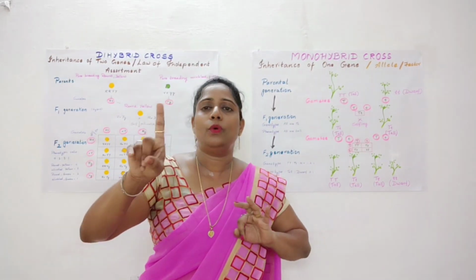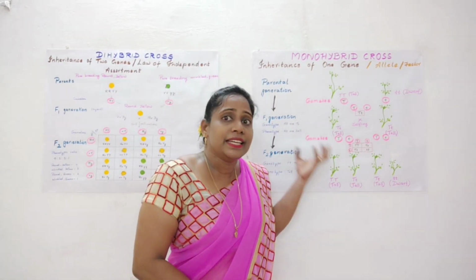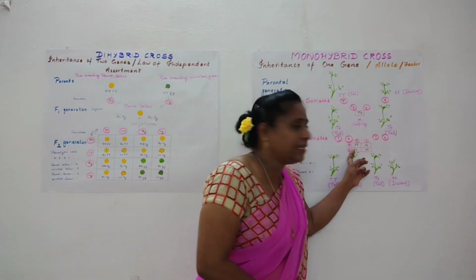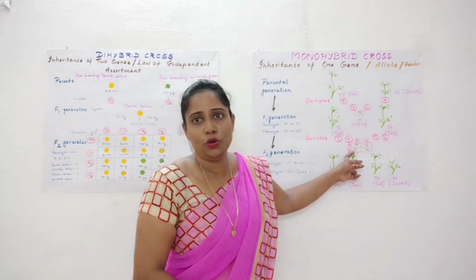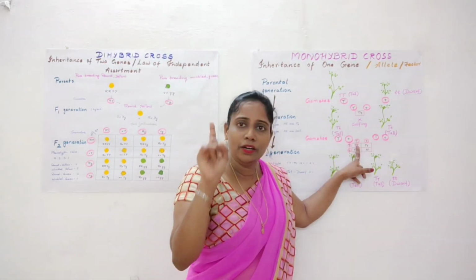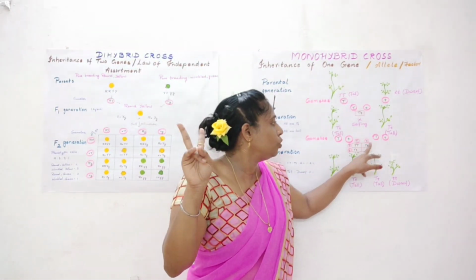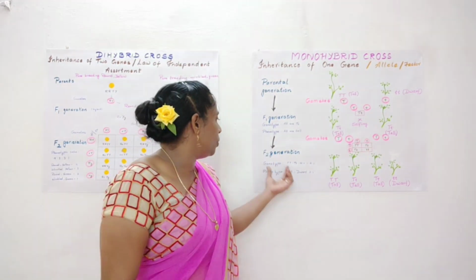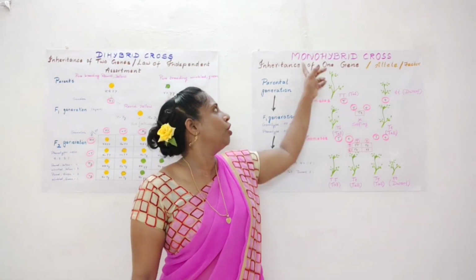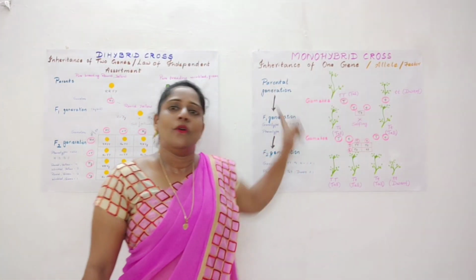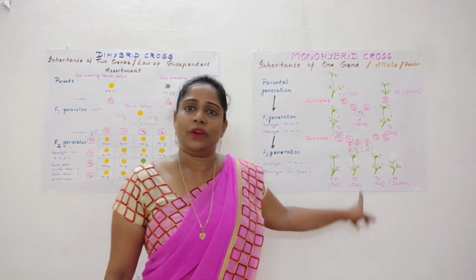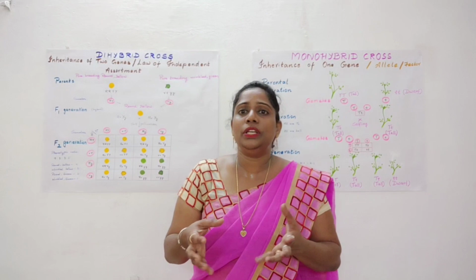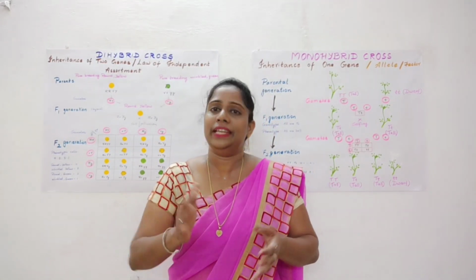3 tall, 1 dwarf. What is the genetic makeup? Were all the plants showing similar genetic makeup? No. See, here you have 1 homozygous tall, 2 heterozygous tall and 1 homozygous recessive. Therefore, the genotypic ratio of monohybrid cross is 1:2:1. Are you clear, ma'am? So here, he brought in the first and second laws of inheritance.